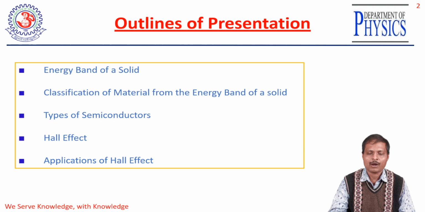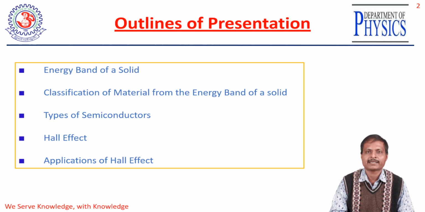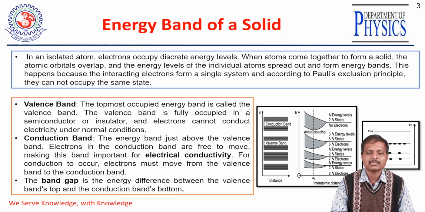So these are the outlines of my presentation. First I will discuss the energy bands of solids. After that I will discuss how the classification of materials is done using the energy band gap of a solid. After that I will discuss the types of semiconductors, and then the Hall effect, and I will conclude my presentation by discussing the applications of the Hall effect. So first, the energy band of a solid.